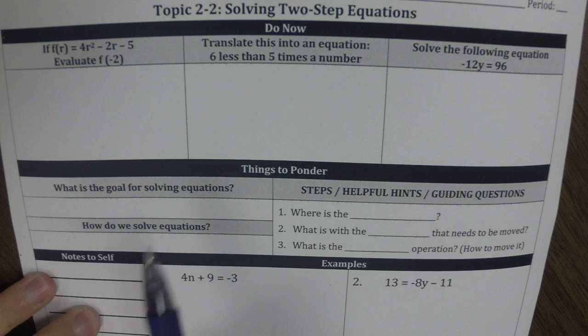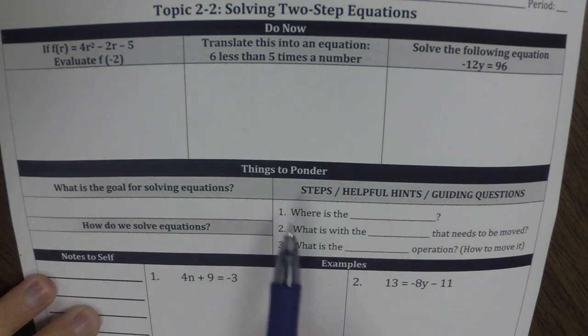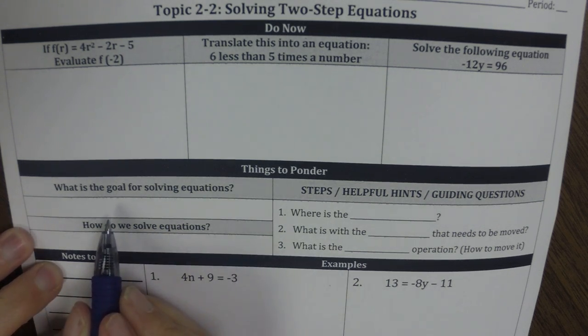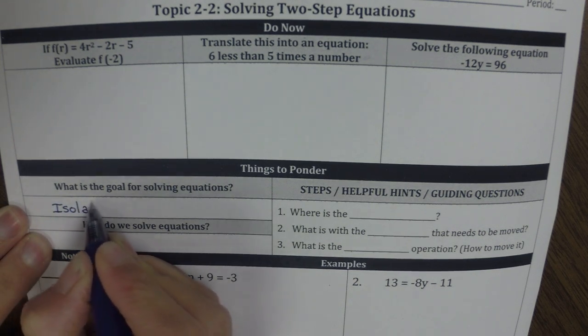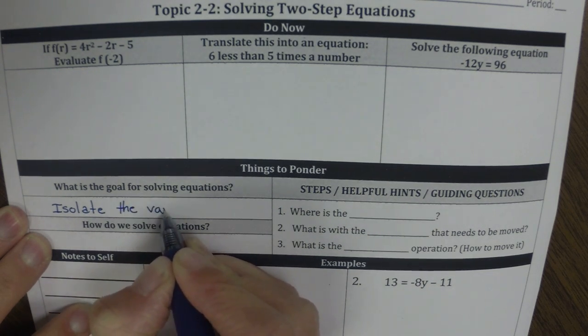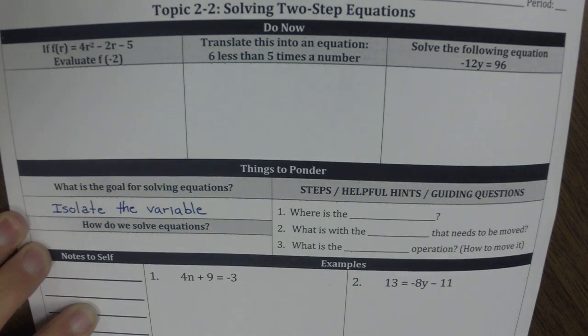So now if we look down here, things to ponder or things that we need to know, this should look very familiar because it's exactly the same as what was on your 1-1 notes. It says, what is the goal for solving equations? The same as before. The goal is to isolate the variable. No matter what that letter is, could be X, but a lot of the times it's not going to be X. They'll use K or M or P or whatever it is. But the goal is to get the variable by itself.